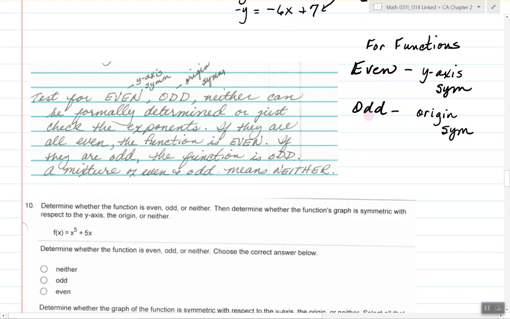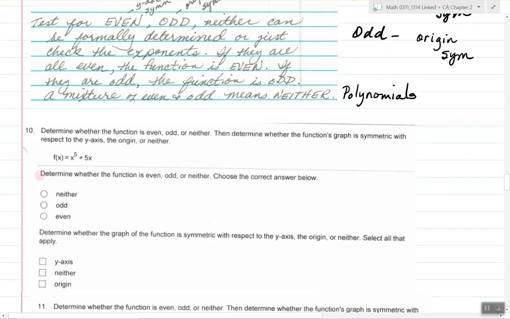But we're going to do it an easy way. We're going to look at only functions that are made up of polynomials. Those are those expressions with powers of x that we studied when we did factoring. If the exponents on the x's are exclusively even, then the function is even. If the powers of x are exclusively odd, then the function is odd. And that's all there is to it. So let's look at this first one, number 10.